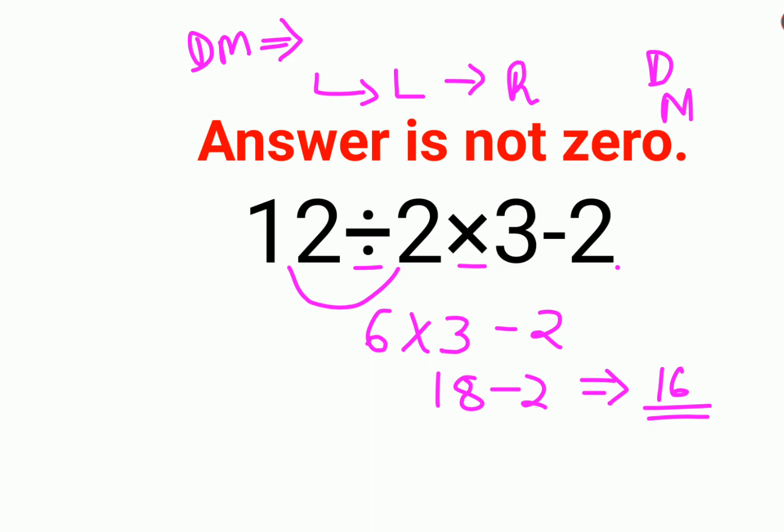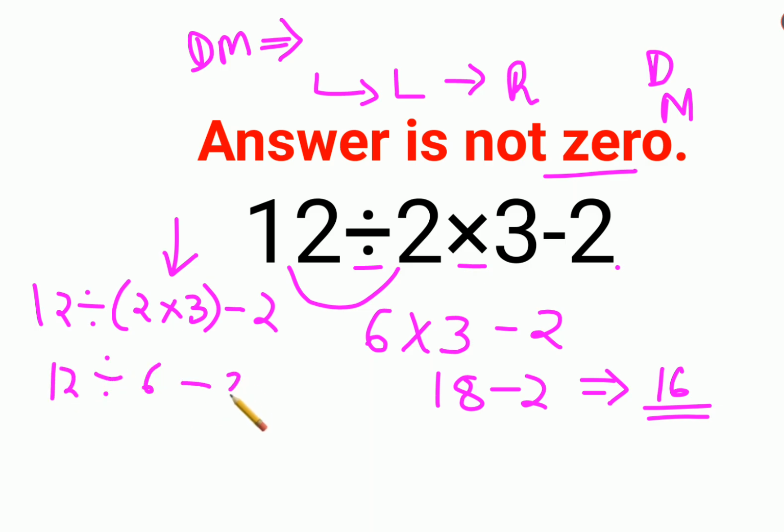Now in this case, you might be wondering when the answer is 0. 12 divided by, there had to be a bracket which suggests that this has to be done first. So now this becomes 12 divided by 6 minus 2. So this gets you 2 minus 2. Here the answer comes out to be 0. But if this was given without a bracket, then the answer for this one is supposed to be 16. I hope this is very clear to everyone.